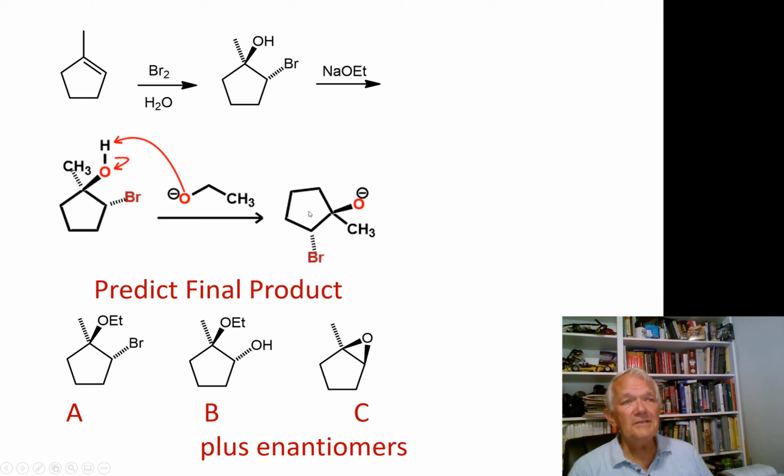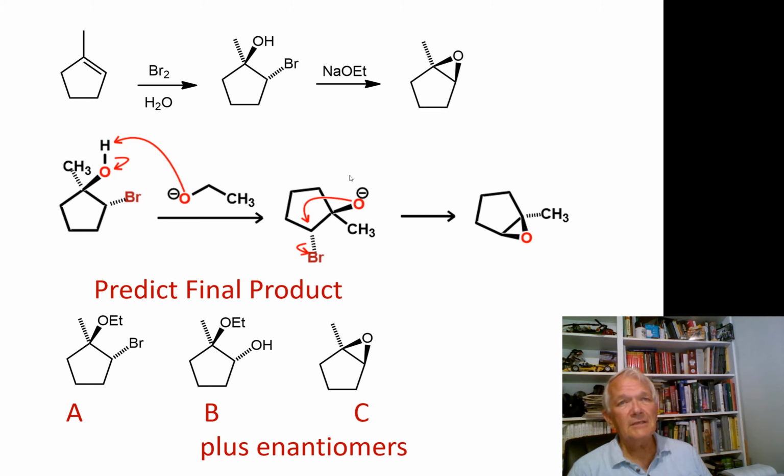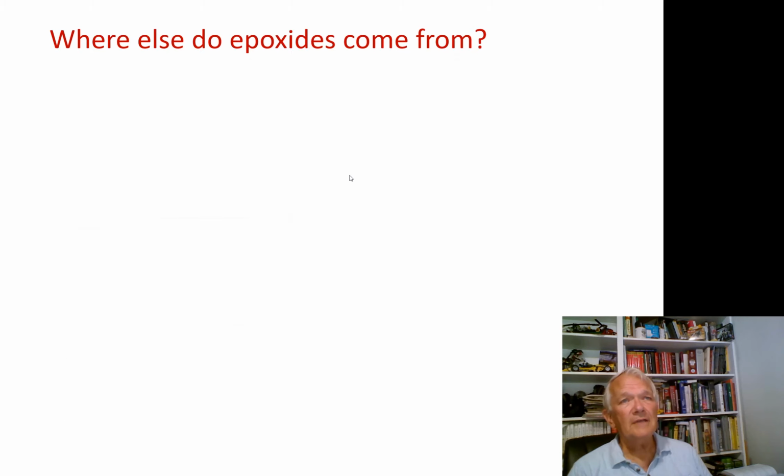So this is indeed an SN2 reaction, but it's not an SN2 reaction of the ethoxide. It's an SN2 reaction of this O-, and it just comes over, kicks out the bromide, and we've ended up forming an epoxide. And so this is a good way to make epoxides, different than what we covered before. Do you remember the other way of making epoxides? Where else do epoxides come from?